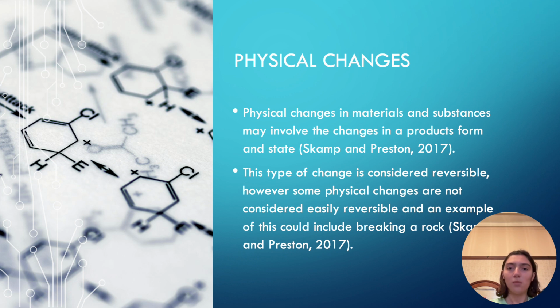Some common changes that can be seen in a physical change include texture, color, temperature, shape, or change in state. In relation to change of state, boiling point and melting point are significant in determining this change.